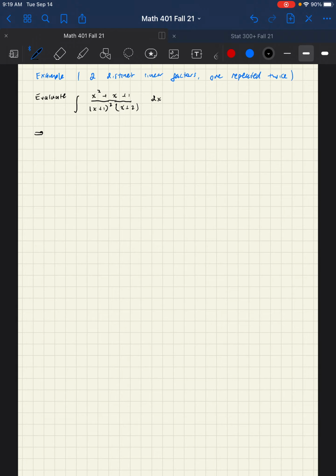So one has a power of 2, the other one has a power of 1. That means we're actually looking for 3 variables here. So we seek capital A, capital B, capital C, such that, these are real numbers by the way, right? x squared plus x plus 1 all over (x plus 1) squared times (x plus 2) is equal to A over x plus 1 plus B over (x plus 1) squared plus C over x plus 2. Okay.